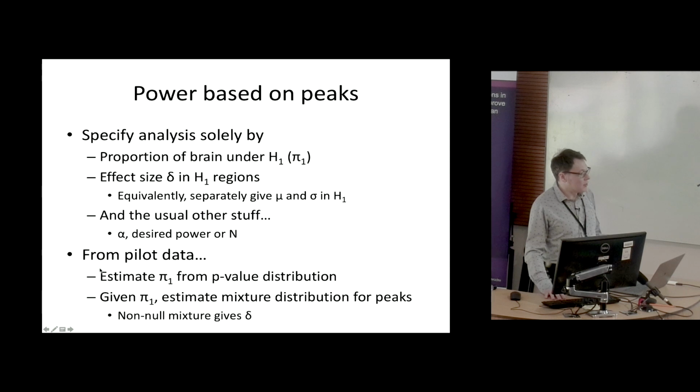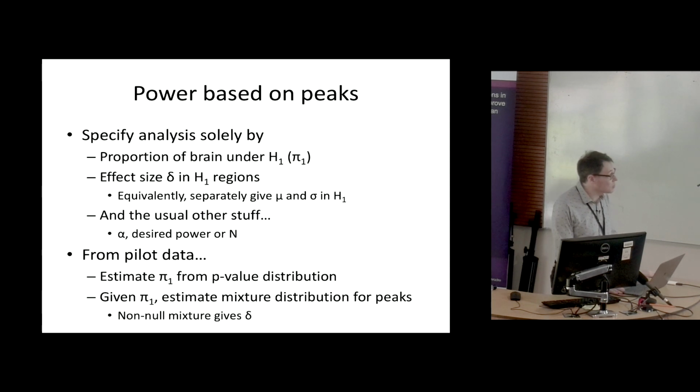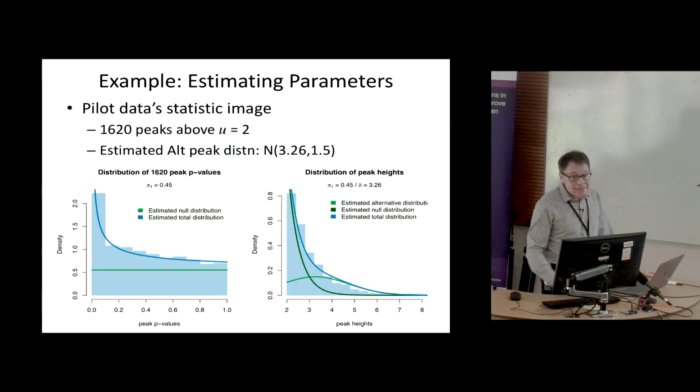So again, now from pilot data, the same thing. But the thing that's nice here is that unlike Jeanette's work, which needs the full group analysis, both the first level and the second level data, this needs but one statistic map. And this really impressed me with what she did because she used methods that are out there to estimate these parameters from the data. So this is a distribution of the p-values of the peaks.